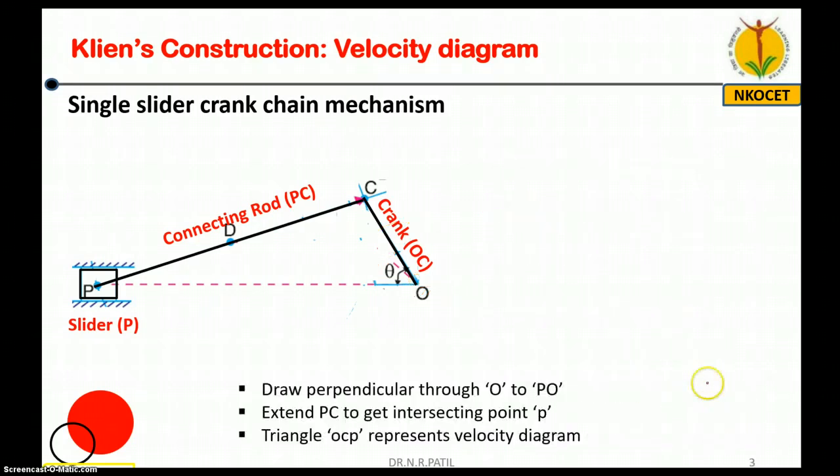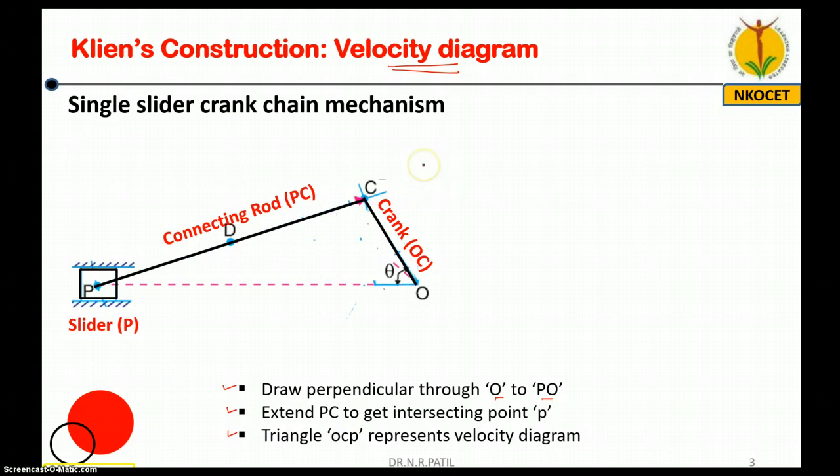So now how to draw a velocity diagram using Klein's construction. So this is very important. I have listed down here step number 1, step number 2, step number 3. Step number 1 is draw perpendicular through O to PO. So this is PO. You have to draw a vertical line here, perpendicular, isn't it? Then extend PC. This is PC, you have to extend it. The intersecting point will be somewhere here. So that is point P.